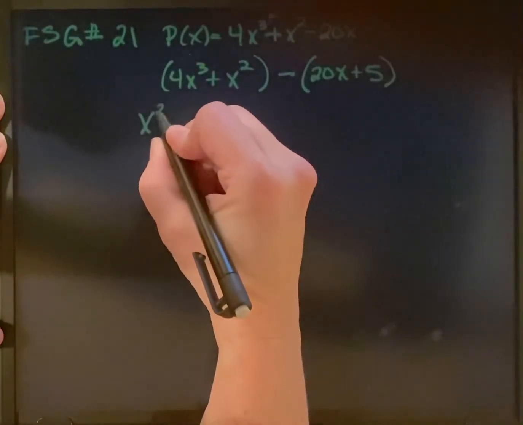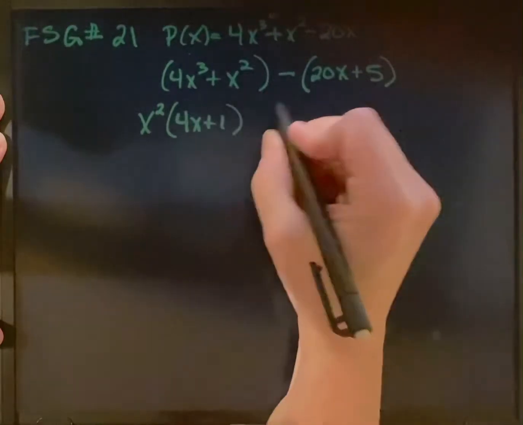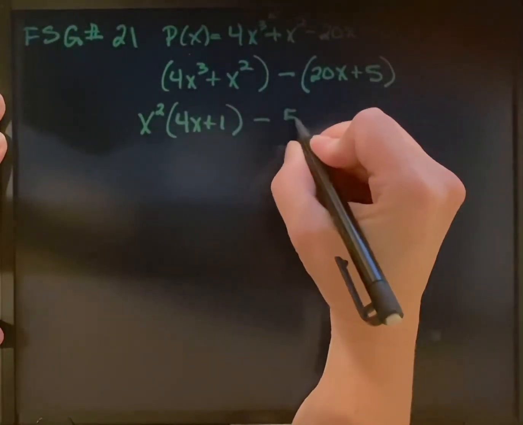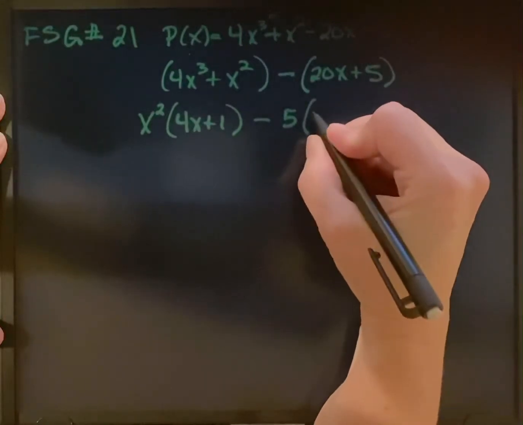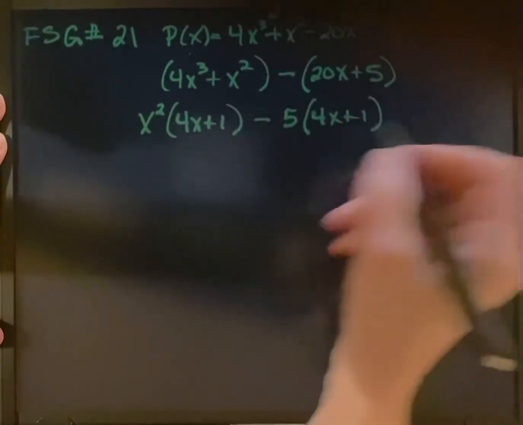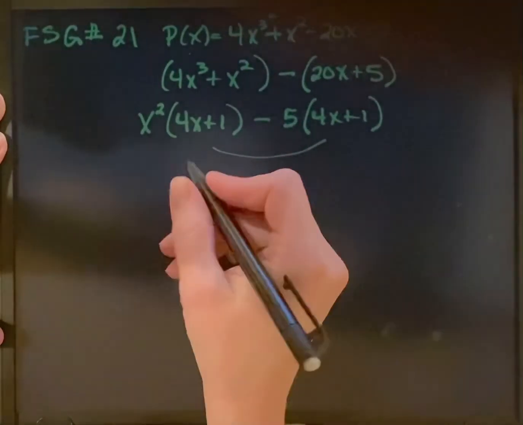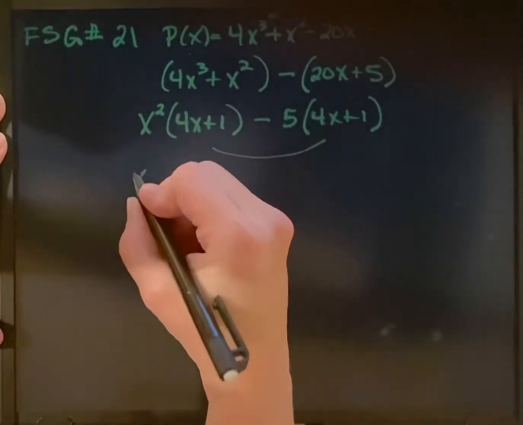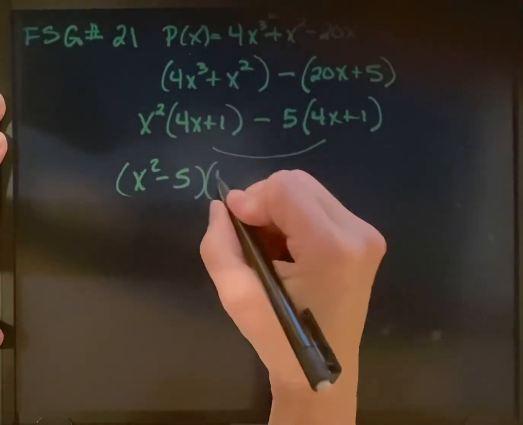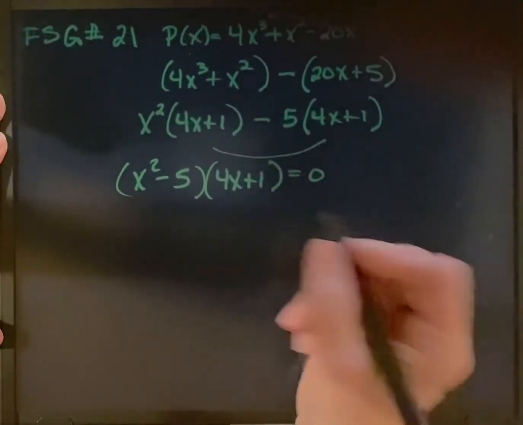So we've got x squared. It's going to give us 4x plus 1. And we can pull out 5 here, and that's going to give us 4x plus 1. So coincidentally, we've got some nice factors here. So we can take out the x squared minus 5 times 4x plus 1. Set that equal to 0 and solve.